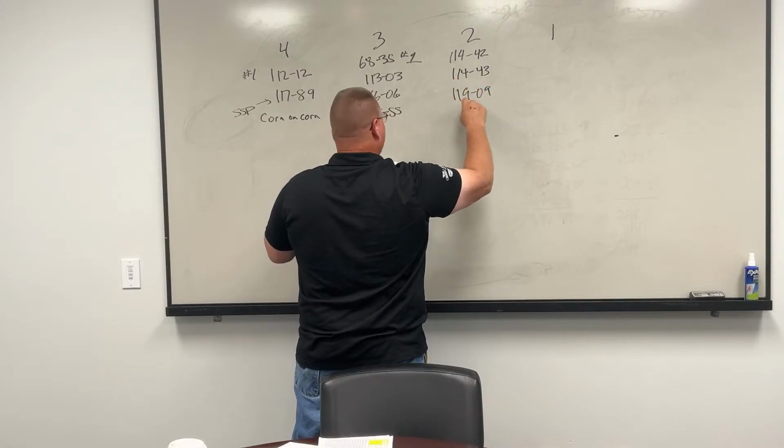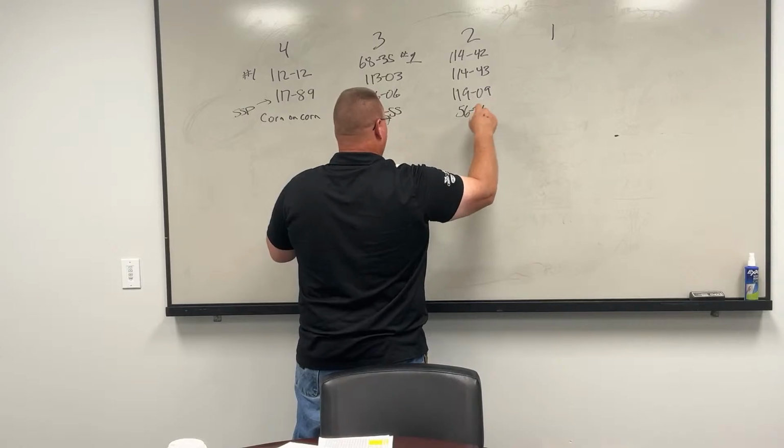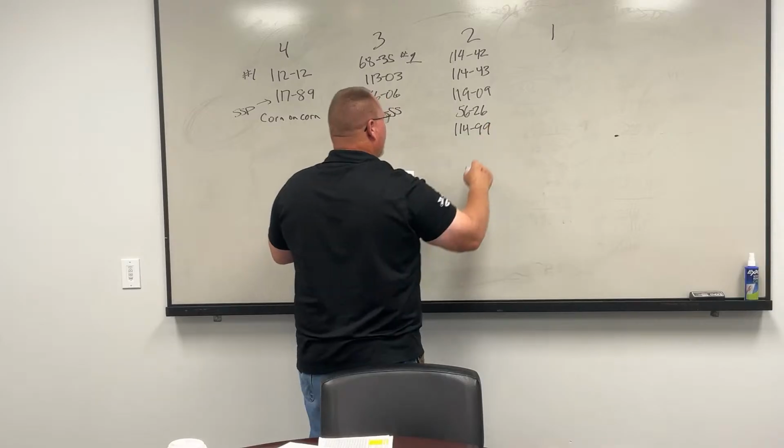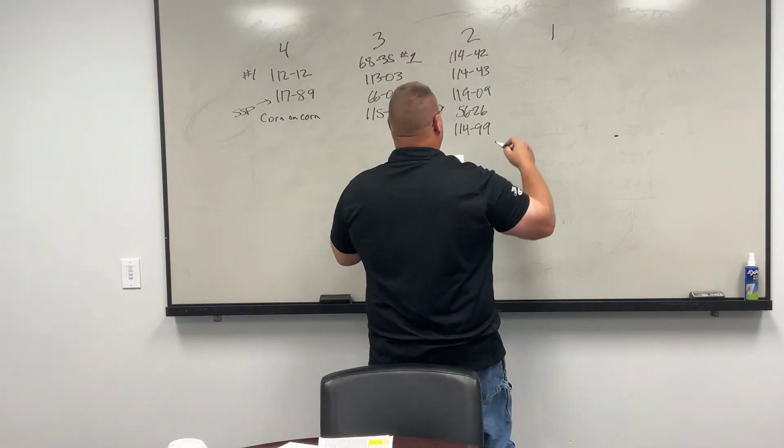11909, 5626. Really good 106-day corn. If you've never planted any 106-day corn, try some. 114.99.